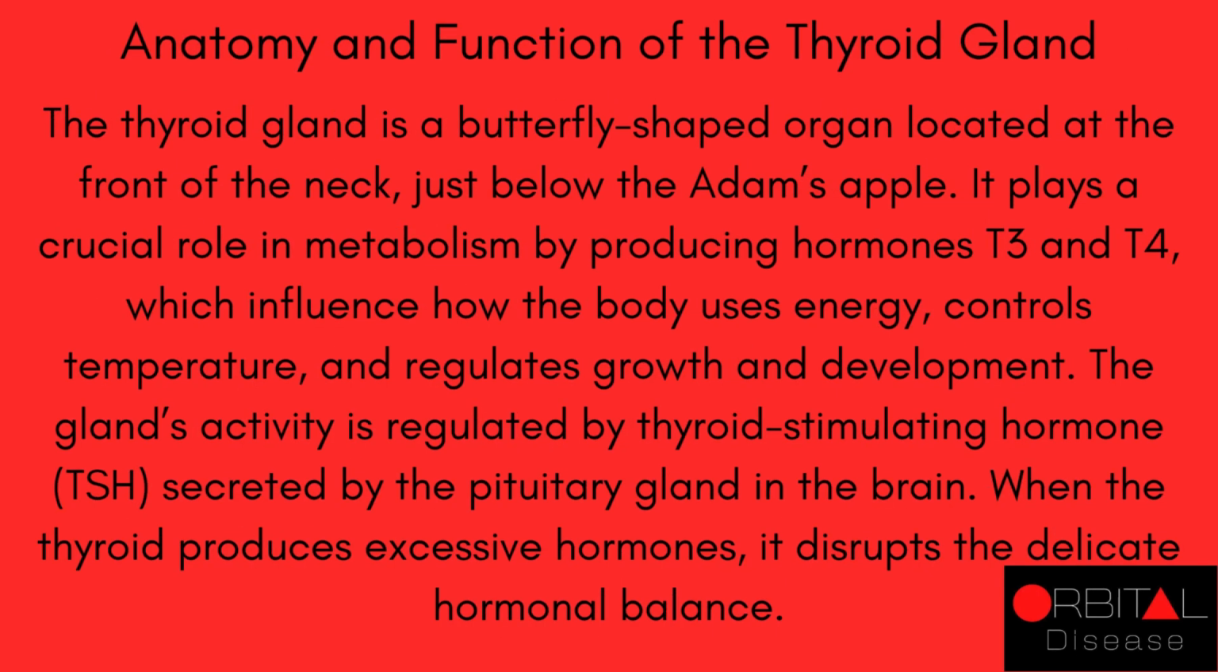Anatomy and function of the thyroid gland. The thyroid gland is a butterfly-shaped organ located at the front of the neck, just below the Adam's apple. It plays a crucial role in metabolism by producing hormones T3 and T4, which influence how the body uses energy, controls temperature, and regulates growth and development. The gland's activity is regulated by thyroid-stimulating hormone, TSH, secreted by the pituitary gland in the brain. When the thyroid produces excessive hormones, it disrupts the delicate hormonal balance.